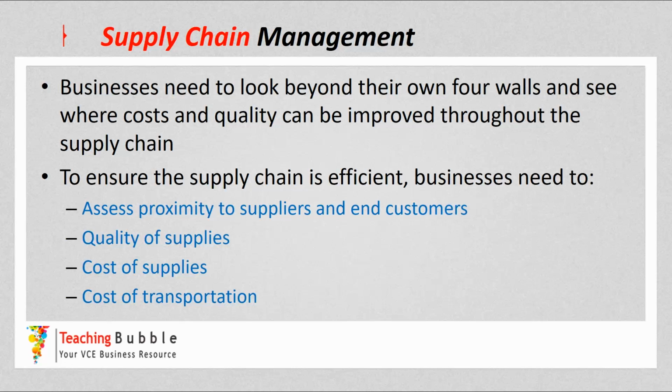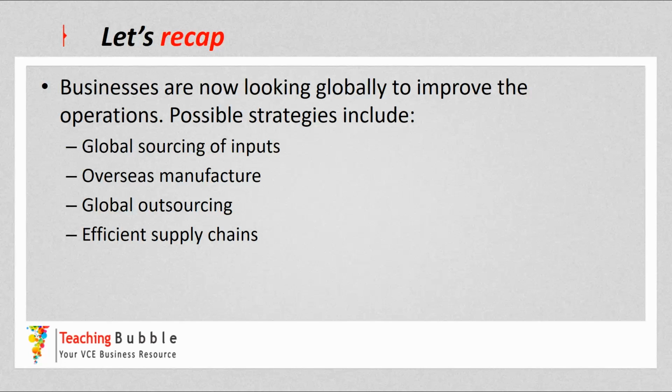So just to recap, businesses are now looking globally to improve their operations, and some possible strategies, and the ones listed in our study design are global sourcing of inputs, overseas manufacturing, global outsourcing, and efficient supply chains.